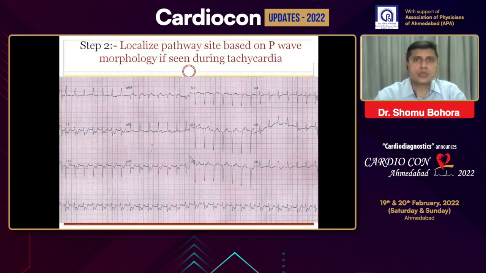So step two is when you look at the P wave morphology. Now here in this narrow complex tachycardia, you can see that the P wave is inverted in 3 and aVF, which is causing the ST segment change, and there is a bump in the T wave which is possibly the P wave. If you have this kind of pattern, it suggests that the P wave is retrograde, coming from the inferior area, and therefore it is likely to be an inferior pathway.